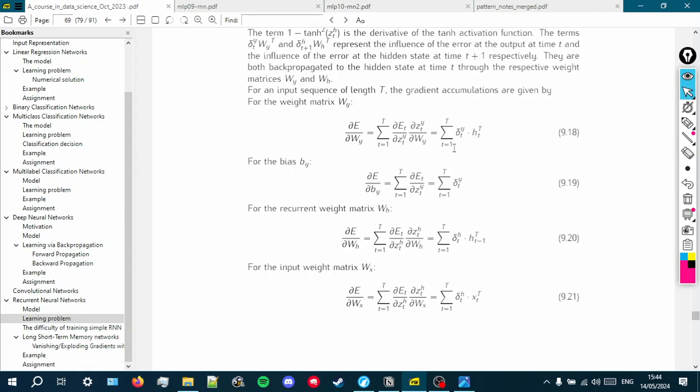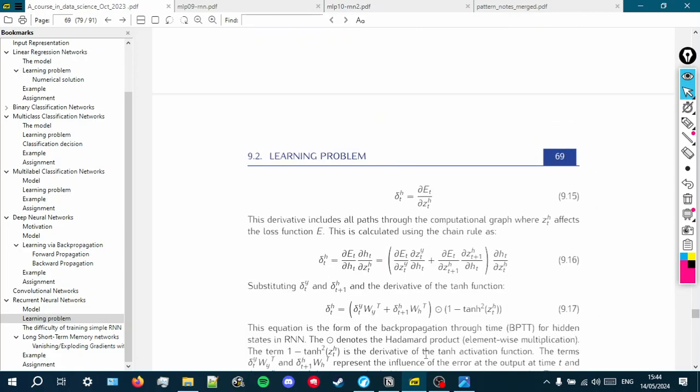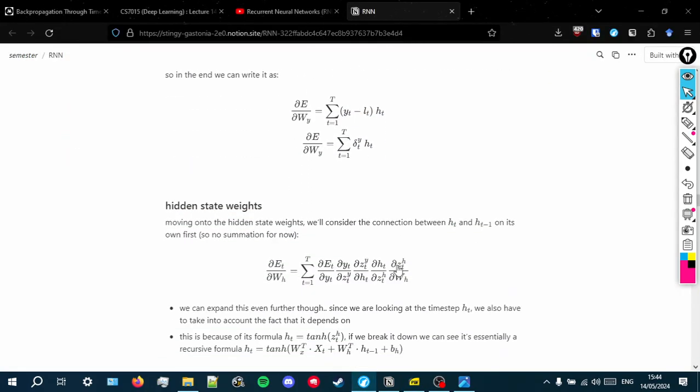But yeah, same thing here, where delta y times h of t, and then delta y for the bias. That's it. So that's the output. Very familiar to what we've taken before. And it's basically the exact same thing, but it gets a lot more complicated with the hidden states.